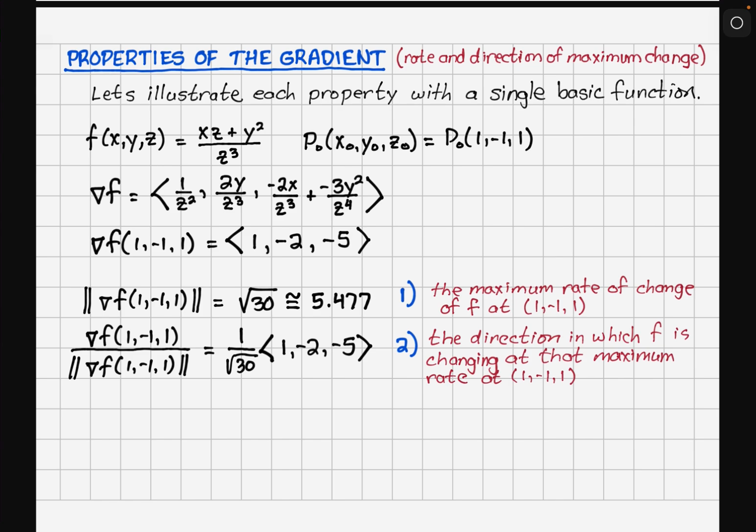The magnitude of that vector is root 30, about 5.477. That's the maximum rate of change of f at this point. And the direction in which that rate of change is achieved is the gradient divided by its magnitude, or 1 over root 30 times (1, -2, -5). That's the unit vector that points in the direction in which f changes most rapidly.